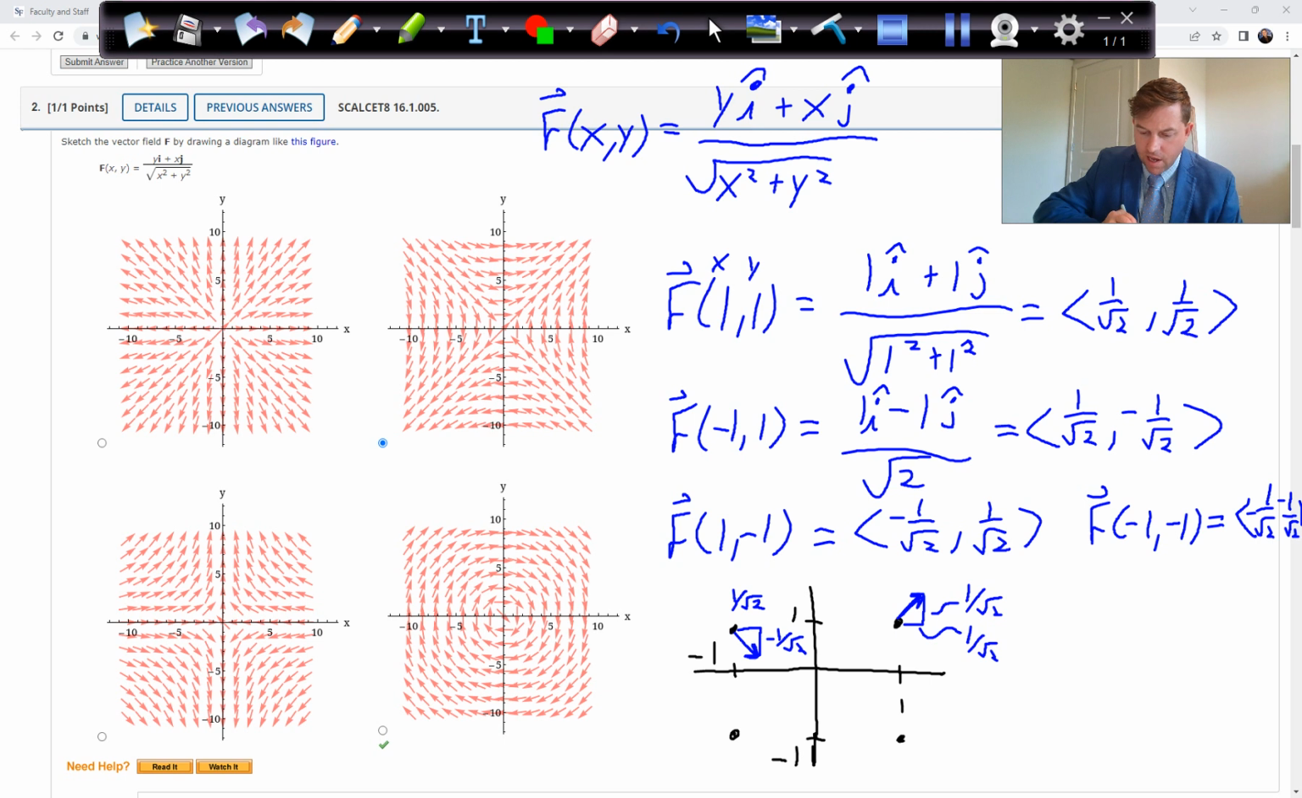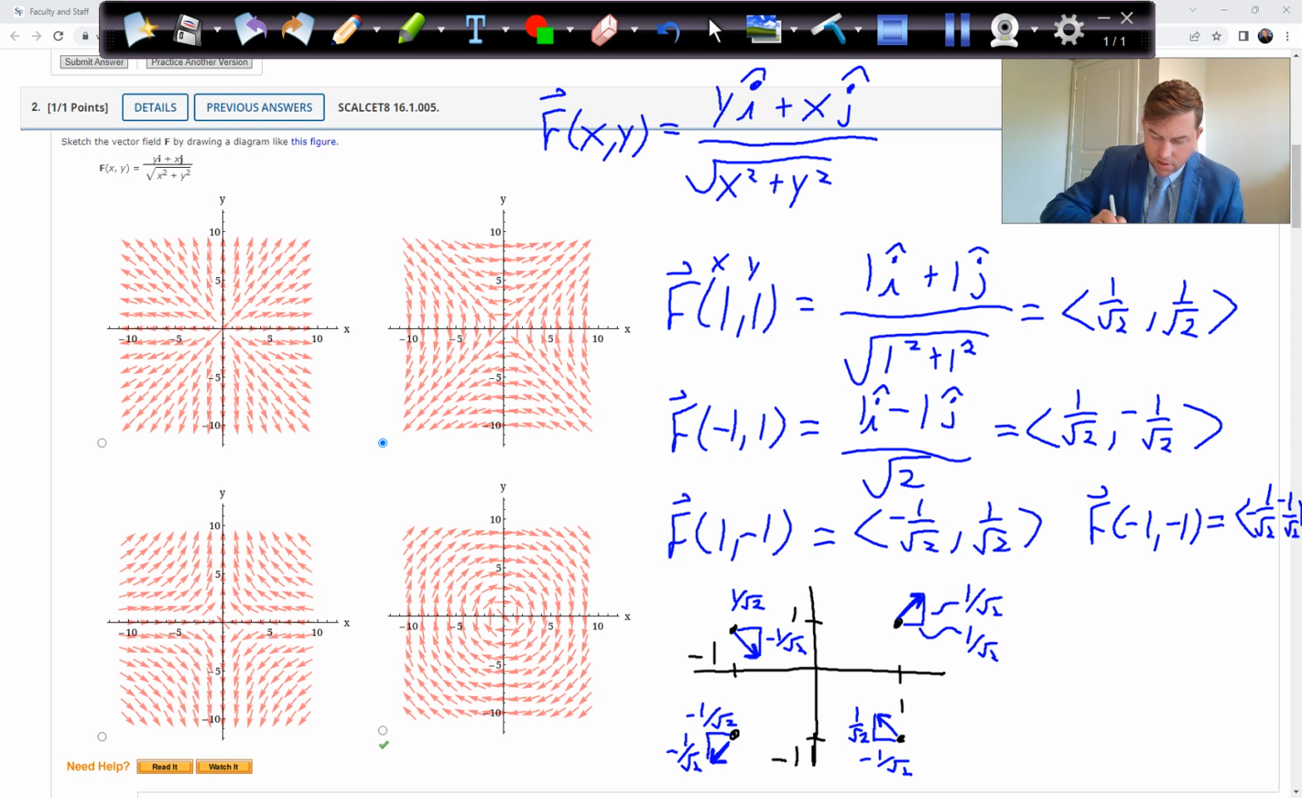Okay, then we had 1, -1, which would be in the fourth quadrant right here, and that one is 1 left and 1 up. So it's -1 over root 2 and +1 over root 2 in the y. And then the last one is, both are negative, third quadrant, so it'd be left and down. This is -1 over root 2. This is -1 over root 2.